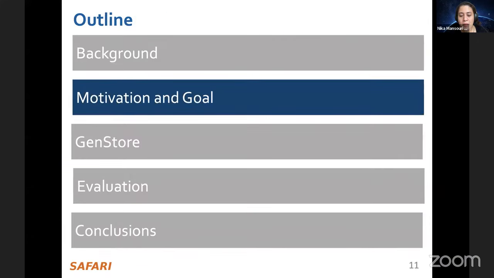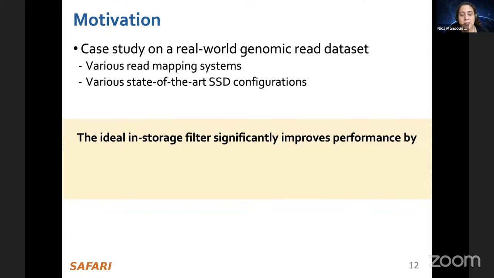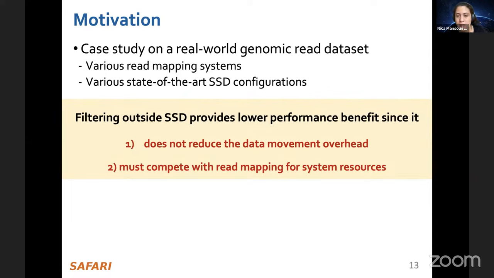We performed an analysis of the read mapping process to find out the impacts of I/O overhead from the storage system on the performance of the application. We analyze read mapping on real genomic datasets with various read mapping systems in software and hardware and various state-of-the-art SSD configurations. We make several observations that I summarize here briefly. First, the ideal in-storage filter significantly improves performance by reducing the computation overhead and data movement overhead. Filtering outside the SSD provides relatively lower performance because, first of all, it does not reduce the data movement overhead from storage. And second, it must compete with read mapping for other system resources, such as external SSD bandwidth, main memory bandwidth, and computation resources. So it leads to lower benefits compared to filtering just inside the SSD.